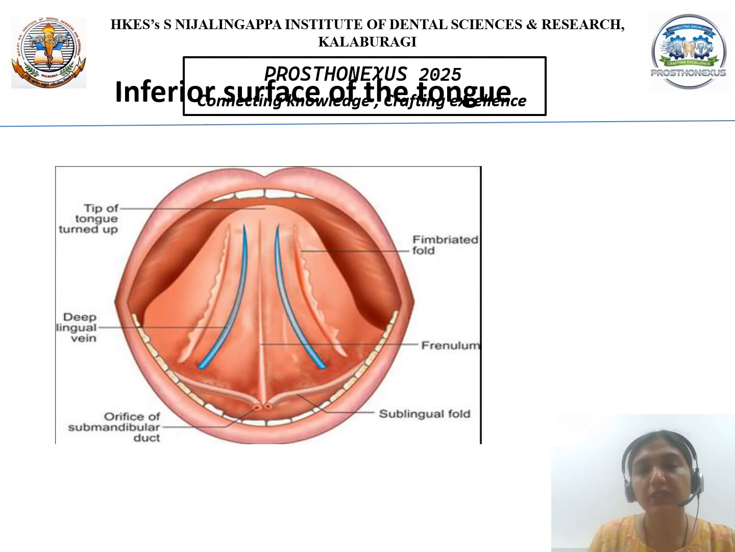Now moving on to the next slide, we spoke about the dorsum surface. Now we have to speak about the ventral surface, that is the inner surface. When you roll the tongue up, what is visible? You see a bluish hue, that is nothing but the deep lingual vein. Just medial to it is the frenulum linguale, and lateral to it is the fimbricated fold. This is the frenulum linguale, which is medial to the deep veins, and lateral to it is your fimbricated fold.